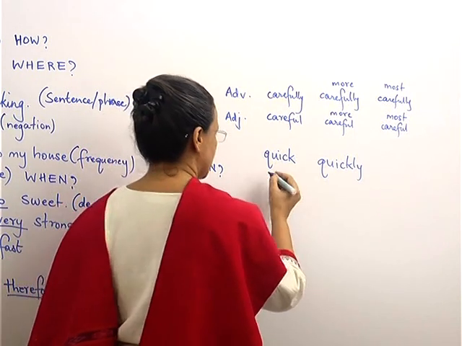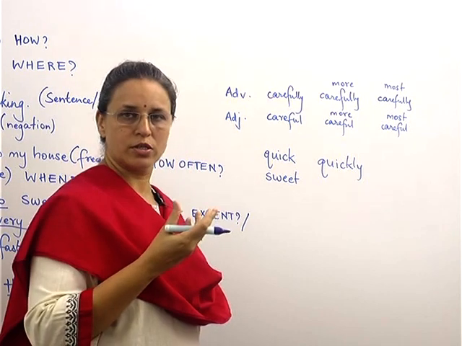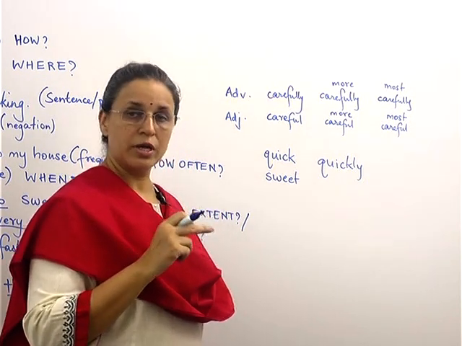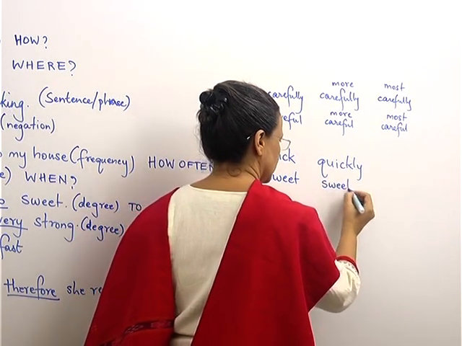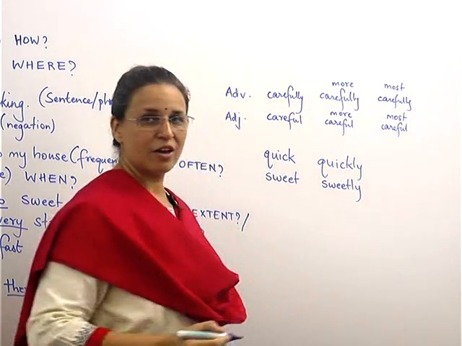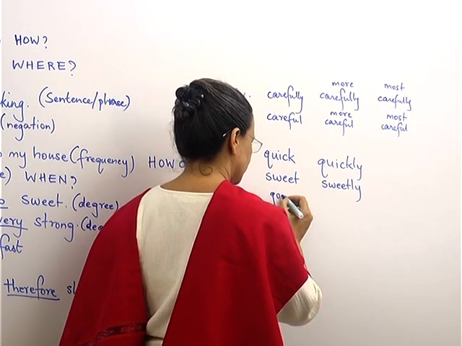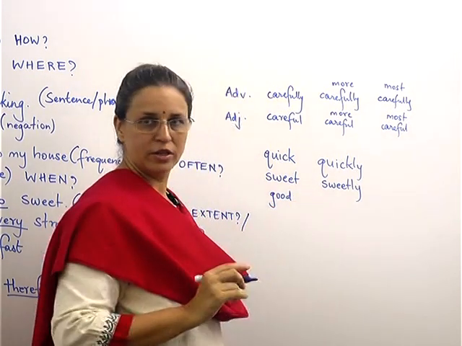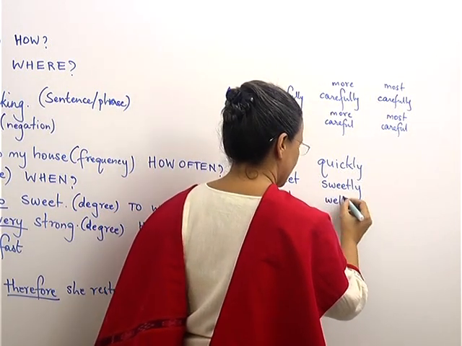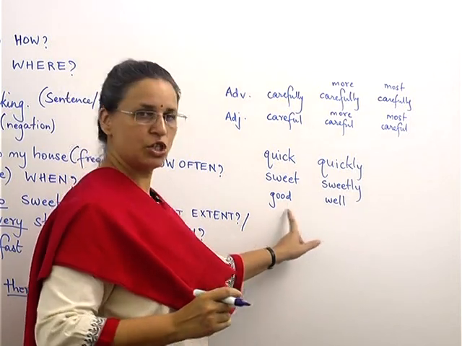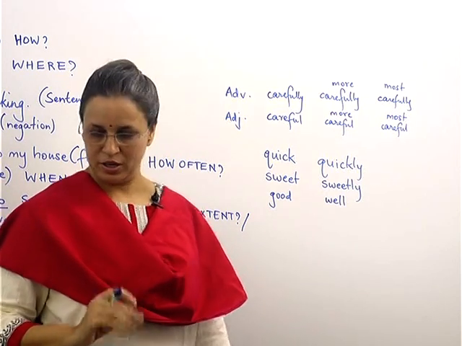Or suppose I say sweet. She has a very sweet voice. Then it is telling about her voice. But how does she sing? She sings sweetly. But be careful, some of them don't take ly. Like for example, if I write good, it will not become goodly. There is no word goodly, correct? So it will become well. She has a good voice. She sings well. Be very careful over here. Don't put ly everywhere.